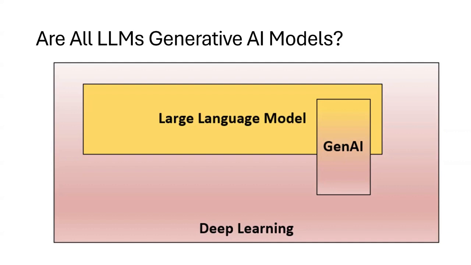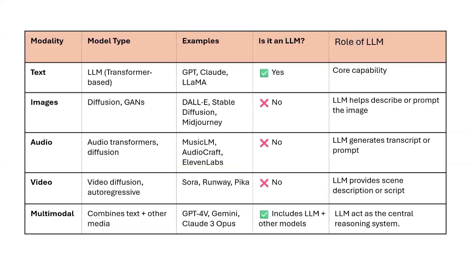We will see some examples coming in the next slide. Here it is detailed. So you see, an LLM which is based on transformer, like GPT, is a large language model, right? But some of the models which can generate images are not LLMs, like DALL-E, Stable Diffusion, Midjourney. LLMs work with it to describe whatever you write, or describe the image, right? So this is very important to understand.